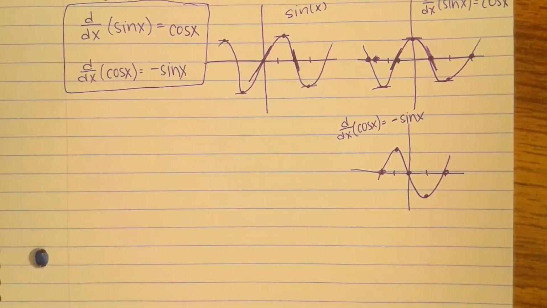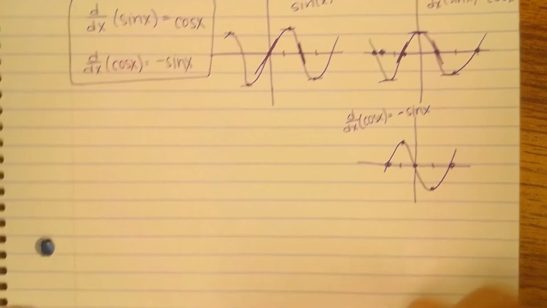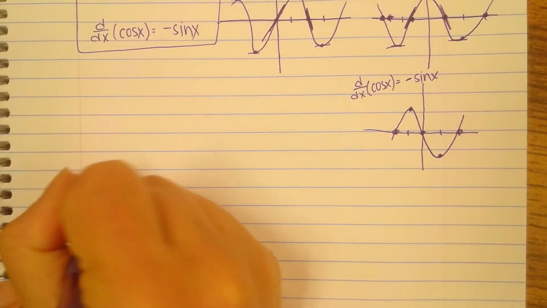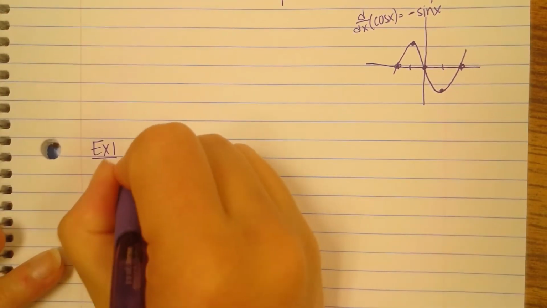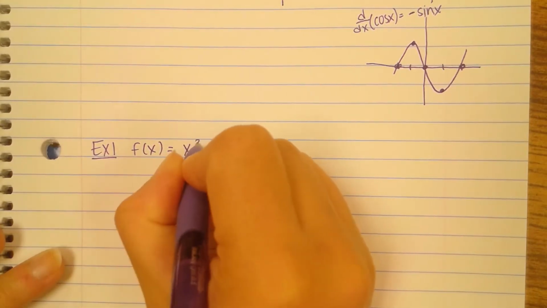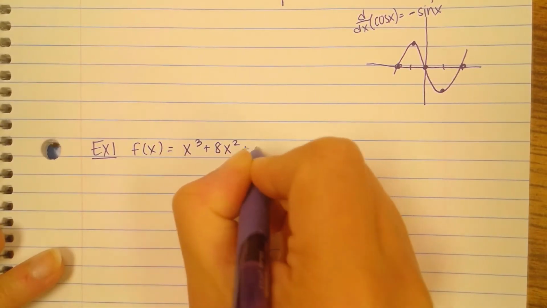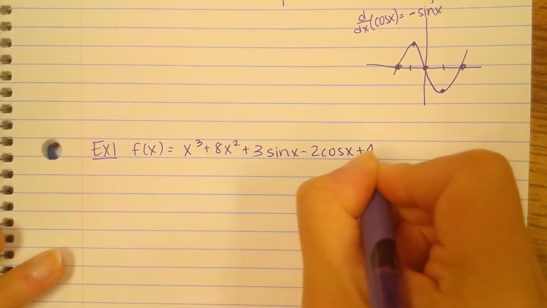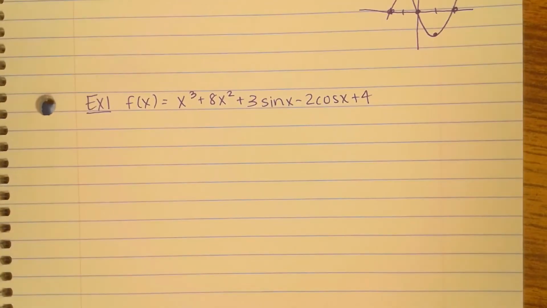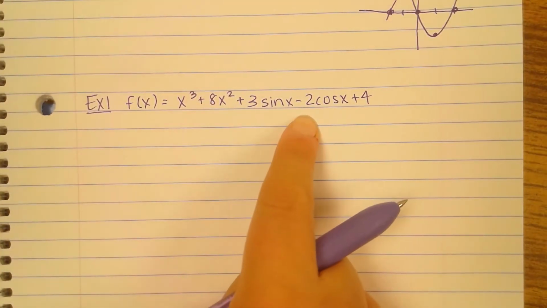So every day we're going to add on a little bit, and this is our addition for today: we need to know that the derivative of sine is cosine, and the derivative of cosine is negative sine. From there, we're just going to do a combination of examples that deal with sine and cosine in them. So our first example today is a mixture of polynomial pieces and some trig functions.